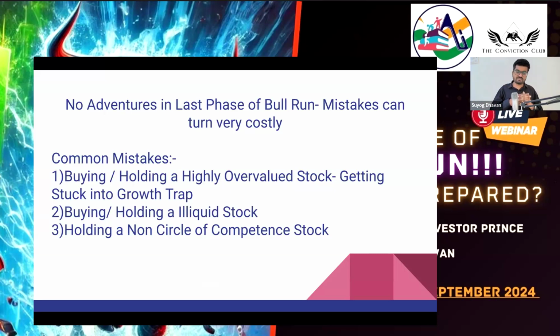So, no adventure. First is buying or holding a highly overvalued stock and getting stuck in a growth trap. What we have seen until now is that I would never have said you would still make money by owning hyper overvalued stock. There are a lot of IPOs coming at 90p, 100p, 500p. अभी तक आपने किया है तो आपको मार्केट ने माफ किया है, यहां से आगे मार्केट माफ नहीं करेगा लास्ट फेज ऑफ बुल रन में.